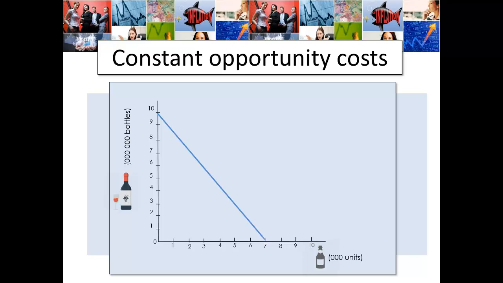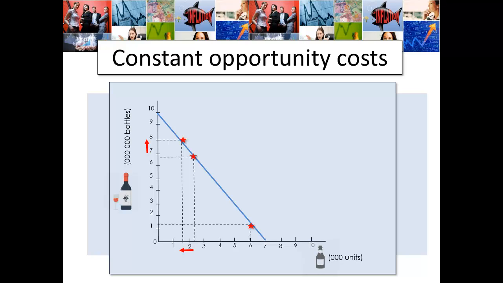We have two different types of PPC models. We have a straight line, and this depicts constant opportunity cost. This means that to gain a certain amount of one good, the same amount has to be given up for the other.